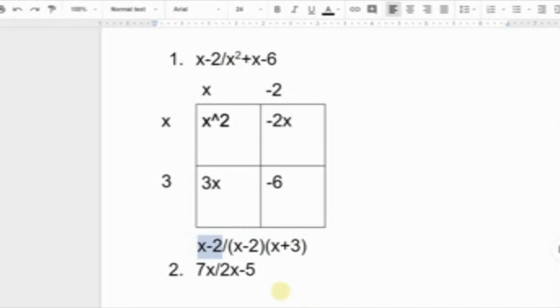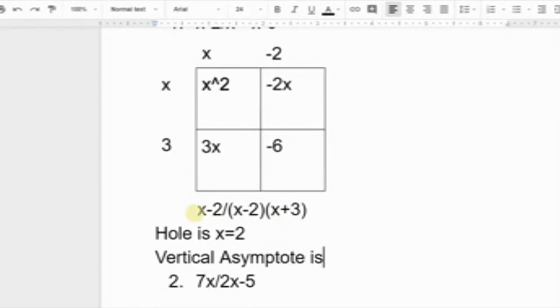A hole is a discontinuity in a function. So, since the hole is x minus 2, that means that if you set x minus 2 equal to 0, the hole is x equals 2. Now that we know there is a hole at x equals 2, we use this to figure out the vertical asymptote. What you do is you set this equal to 0, and you should get x equals -3.